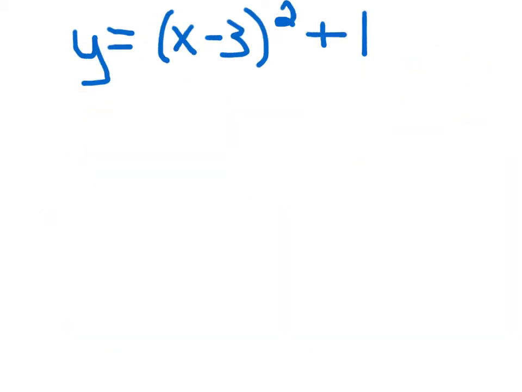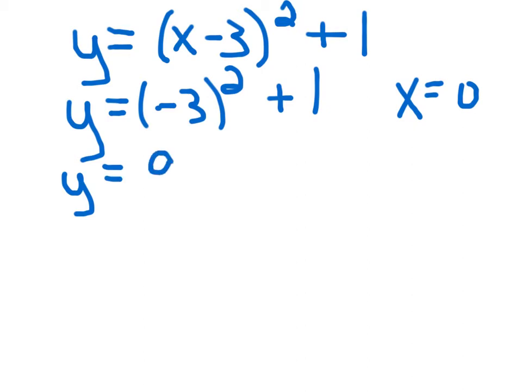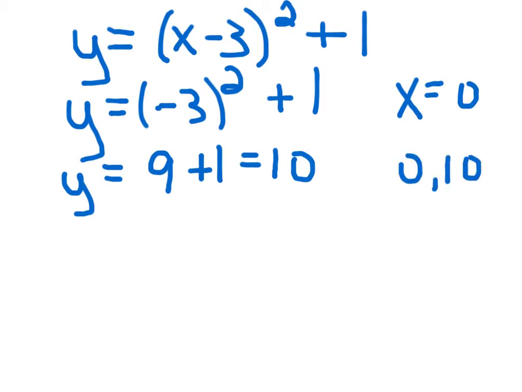This is the equation of the graph on the bottom left. If I want to find the y-intercept, I'm going to plug in x equals 0. So y is equal to negative 3 squared plus 1. y is equal to 9 plus 1, which is 10. So that gives us (0, 10), which is the intercept that we saw.